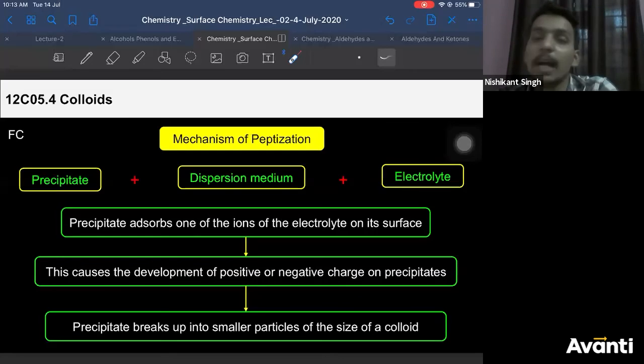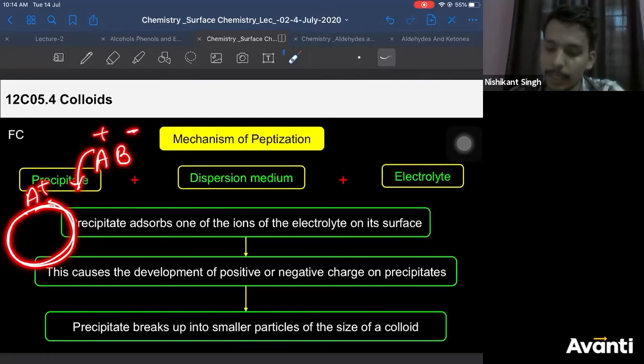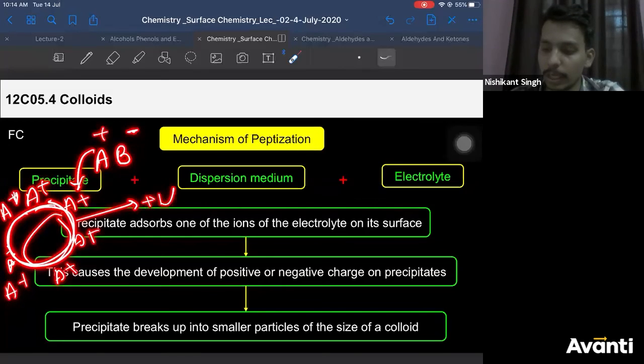Now, when you study charge on colloid, the reason for the charge on the colloid is adsorption. You will see it tomorrow, day after tomorrow class also. So let's say you took a precipitate, you added some electrolyte to it, A plus B minus. So what will the precipitate do? It will adsorb A plus ions or B minus ions on its surface. So due to which the precipitate will become what charge? It will become positively or negatively charged.